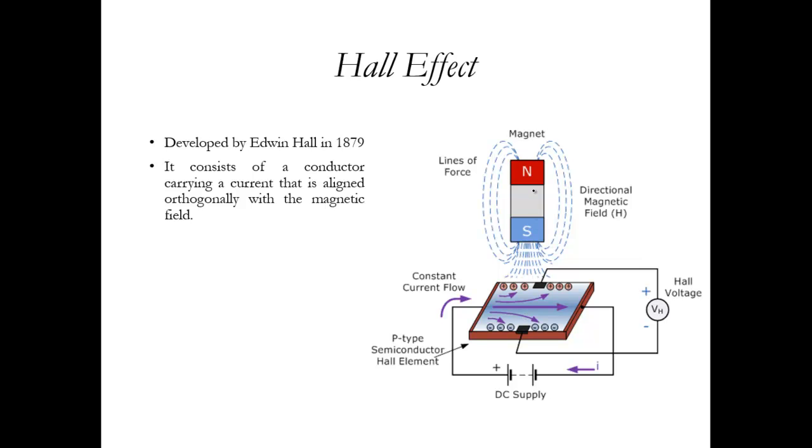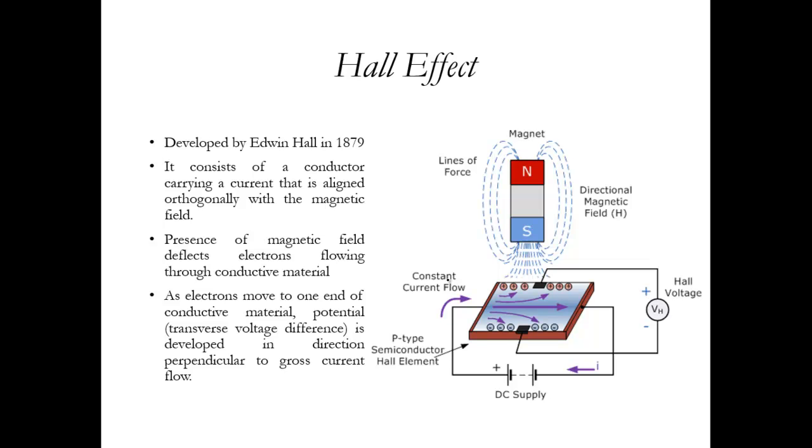But because of the magnetic impact, because of the Lorentz force that acts on a moving electron in a magnetic field, these electrons are shifted to one side and the holes are on the other side. So it develops a potential between the two, which is the Hall voltage, or transverse voltage. So this is the Hall effect. The presence of a magnetic field deflects the electrons, and they move to one end of the conducting material. A transverse voltage difference, the Hall voltage, is developed in a direction perpendicular to the gross current flow.